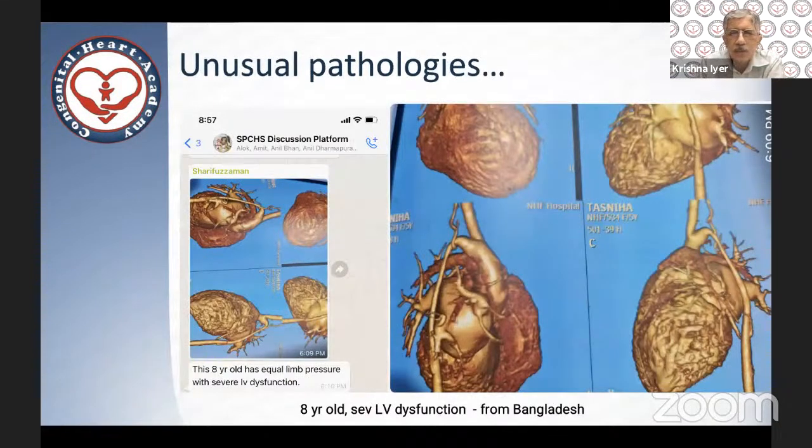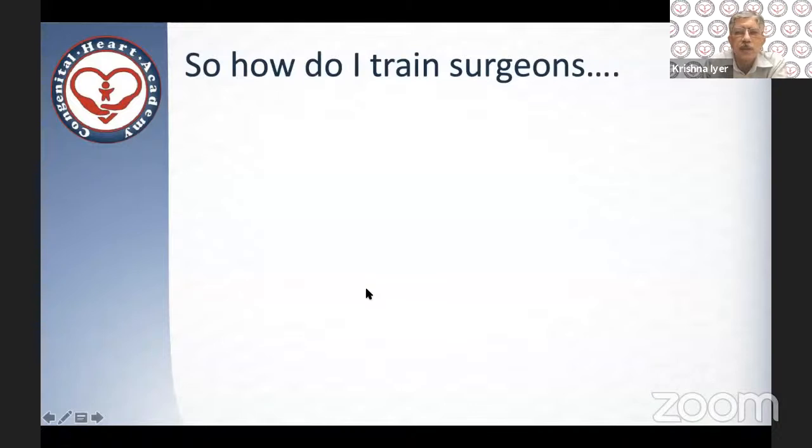Yet another case, which is from our colleague in Bangladesh, who also was trained in our unit. He just put this up the other day to ask, what should we do with this patient? Now, this is an 8-year-old girl who's got equal limb pressures, but with severe left ventricular dysfunction. And the CT shows that there's just one great vessel arising from the aorta, and the rest of the descending aorta is almost non-existent, all the way right down to the diaphragmatic surface. So what do you do with a case like this? So unusual pathologies are not uncommon in LMICs.